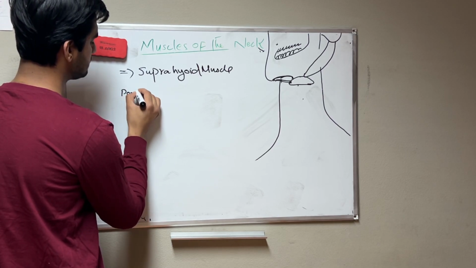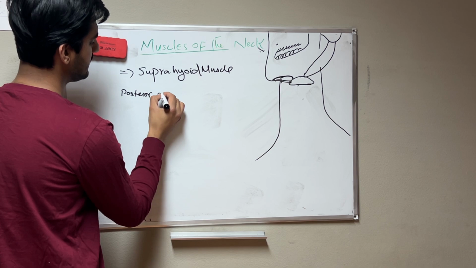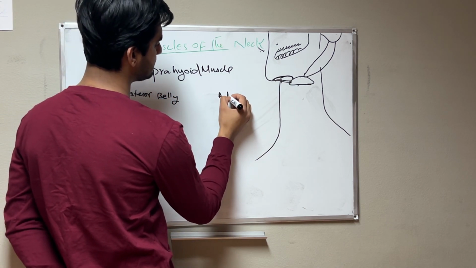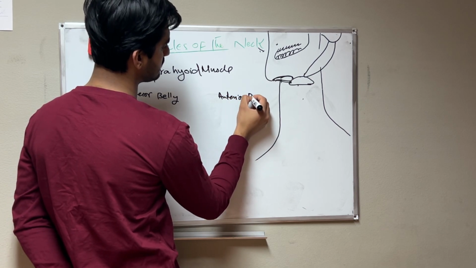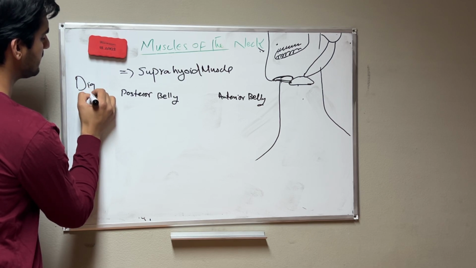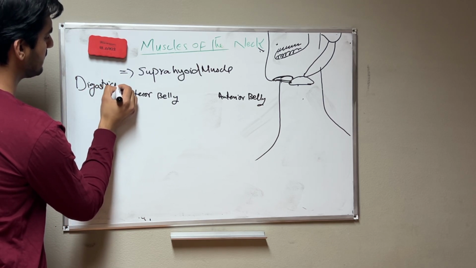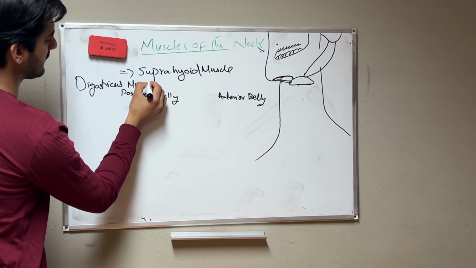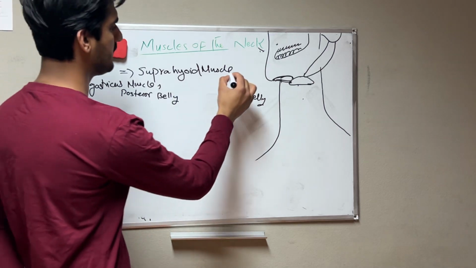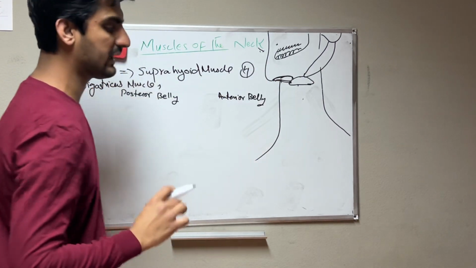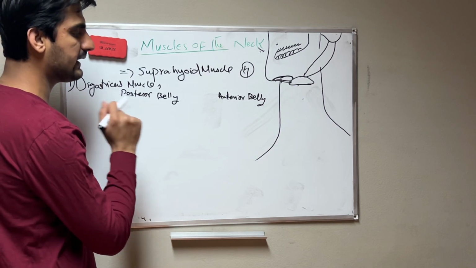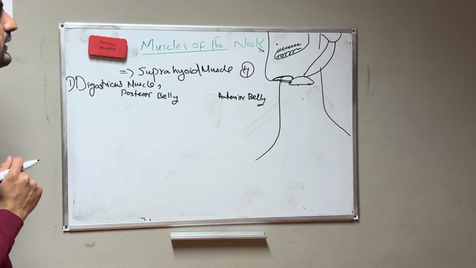We have the posterior belly and the anterior belly. This is the digastricus muscle, the first muscle in the suprahyoid group. We have a total of four muscles, and we are going to discuss each one: the digastric muscle, the stylohyoid muscle, the mylohyoid muscle, and the geniohyoid muscle. These are the four muscles in the suprahyoid group.